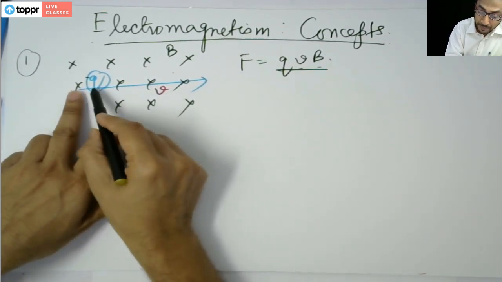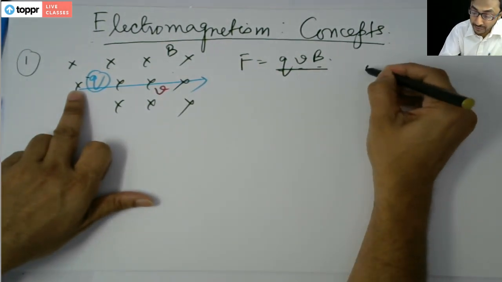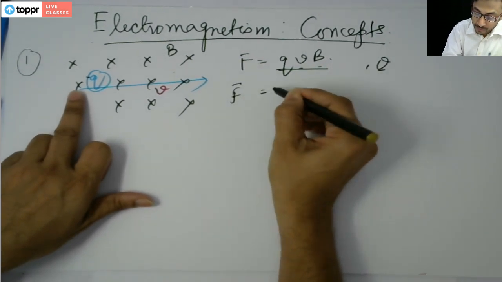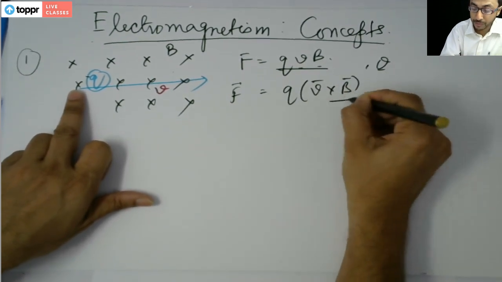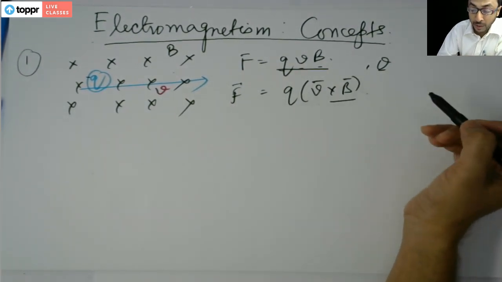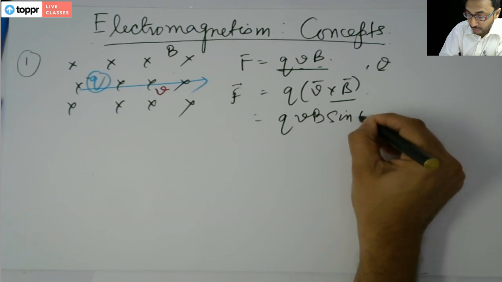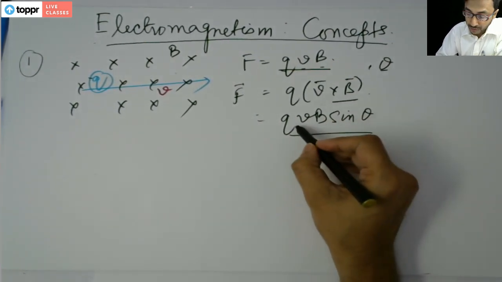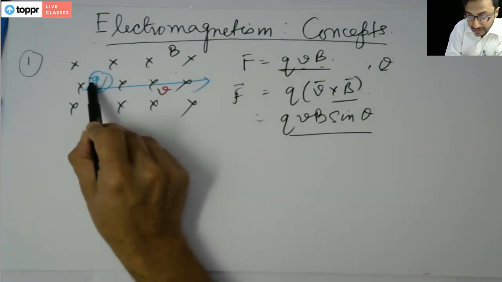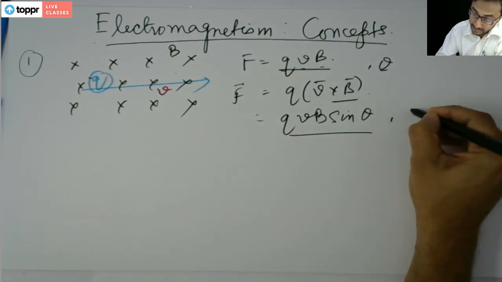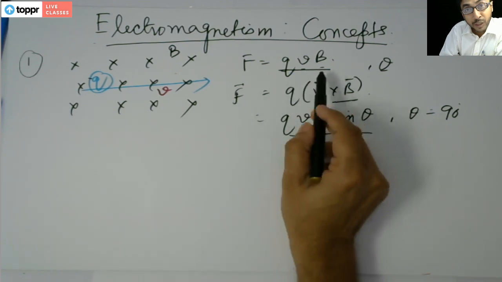But if the velocity and the magnetic field are at an angle of theta, then this force will be nothing but Q V cross B. Now V cross B, you can understand, is the cross product, which can be expanded into QVB sine theta. Now you can check, when V and B are at 90 degrees, that is theta equals 90 degrees, then sine theta equals 1, and the formula becomes QVB.